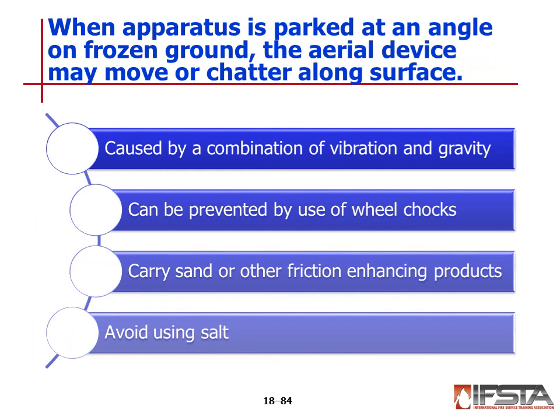When the ground is frozen solid and the surface is on an angle, the aerial device can move or chatter along the surface due to the combination of vibration and gravity. Operators can prevent this through the use of wheel chocks, sand, or other friction-enhancing products that can be carried aboard the aerial device to assist in the secure placing of the stabilizer. Avoid using salt, since this may melt the ice or snow and reduce the contact of the stabilizers.